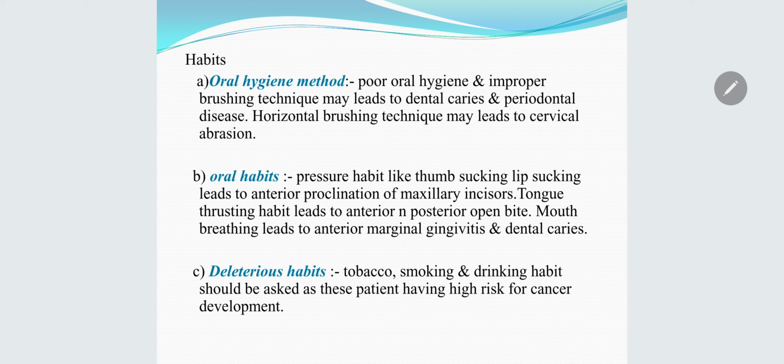Habits. Oral hygiene method, whether he has very good oral hygiene, and his brushing technique, everything you have to see, because if the brushing technique is wrong or he uses hard brushes, he may have abrasions, or if oral hygiene is poor, he may have gingival problems, periodontal disease or dental caries. Oral habits, as we discussed, like thumb sucking and lip sucking, all you have to evaluate, because malalignment of teeth and jaw development completely depend upon oral habits also.